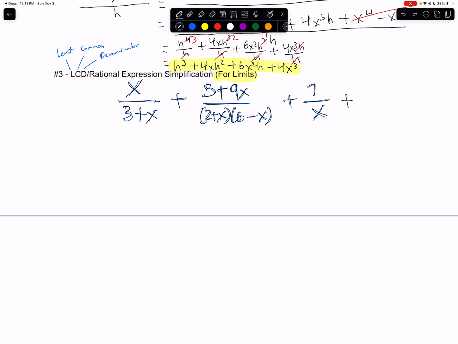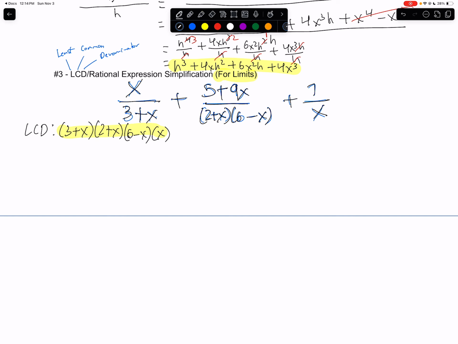Okay, so we're going to deal with this for now. Really our LCD, we just multiply all the denominators. So it should just be 3 plus x times 2 plus x times 6 minus x times x. Now we want to have an entire fraction with this denominator, essentially what we're trying to do.